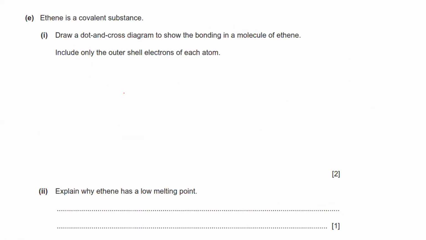Moving ahead, part E, it says ethene is a covalent substance. Draw a dot and cross diagram to show the bonding in a molecule of ethene. Ethene is C2H4. So you have two carbon atoms and 1, 2, 3, 4 hydrogen atoms. So let's draw it.